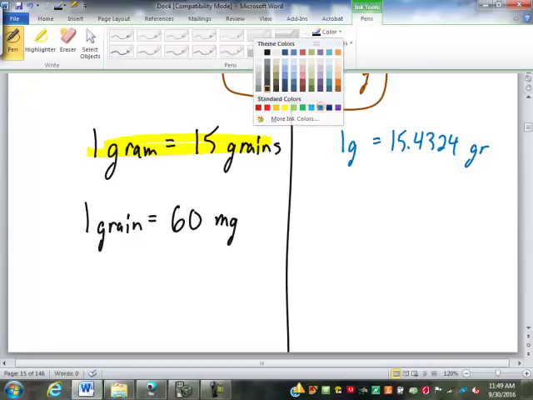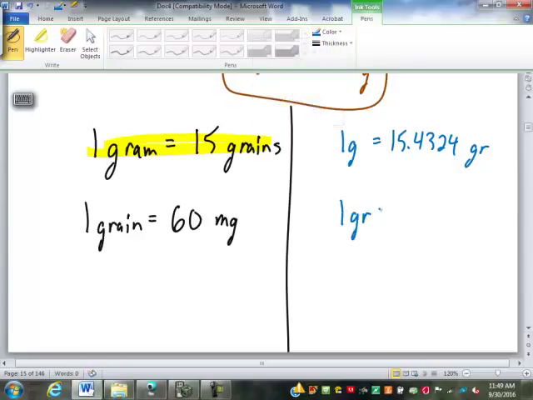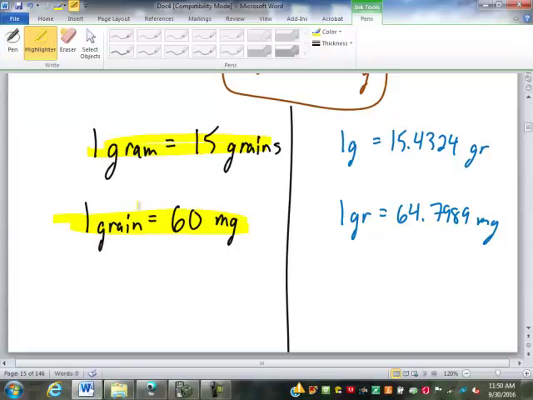In reality, 1 grain is actually 64.7989 milligrams. Again, not memorizing that number is really not fun. So we just go with 1 grain is 60 milligrams. You will actually see this in some textbooks you look at, and some doctors actually will use 65 instead of 60. I've seen them use 64 as well. 65 makes more sense because it's more exact.